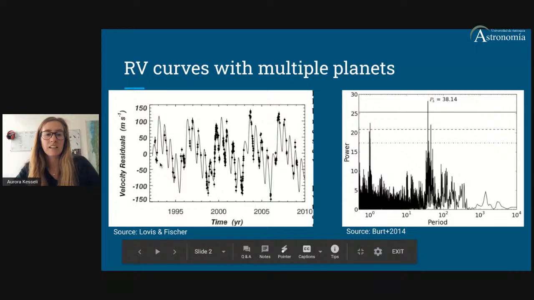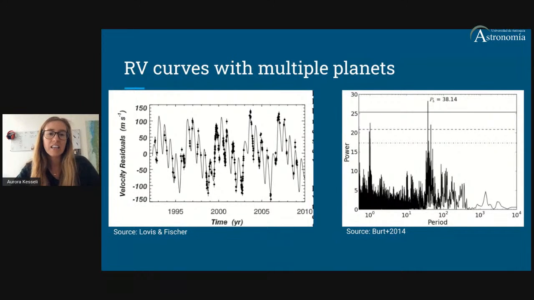So this is data of a star, Upsilon, and I think it has 2 planets, but it has multiple planets. So you can see here, each of these points is a data point, and the black line is the best fit model that they find for all of their data points. And they find 2 periods. You can see this shorter period that's going up and down, and then you can see a longer period on the year or so time scale.